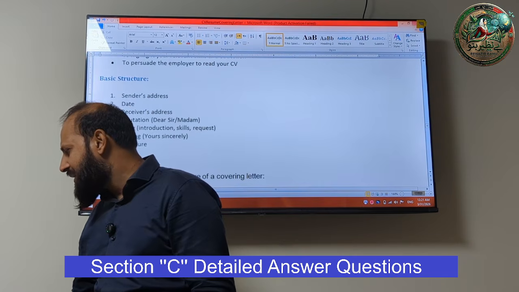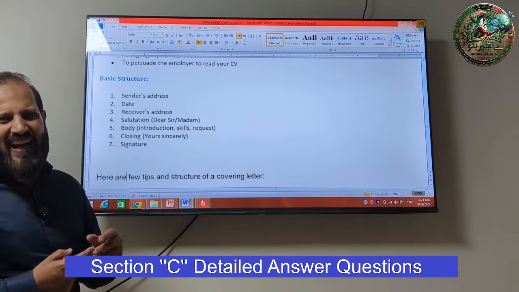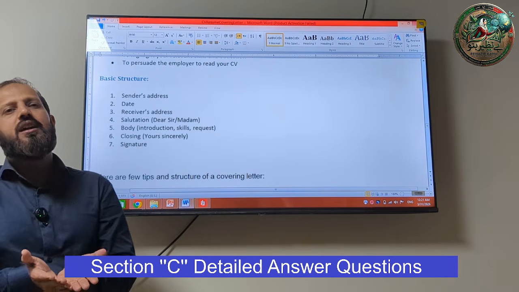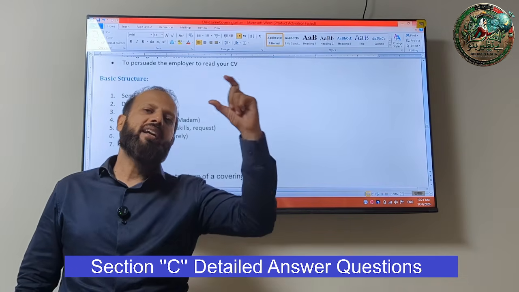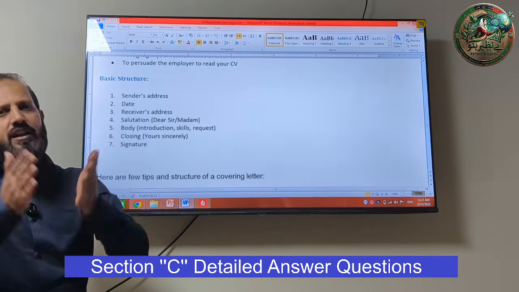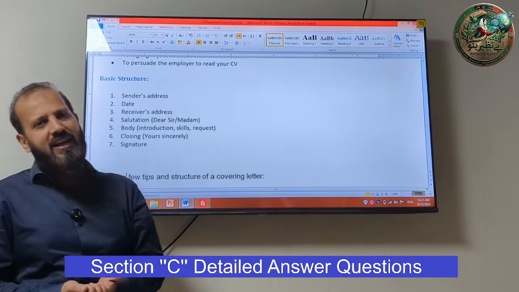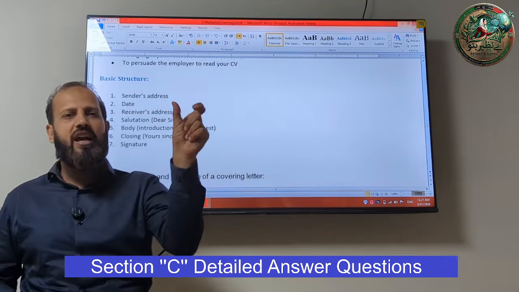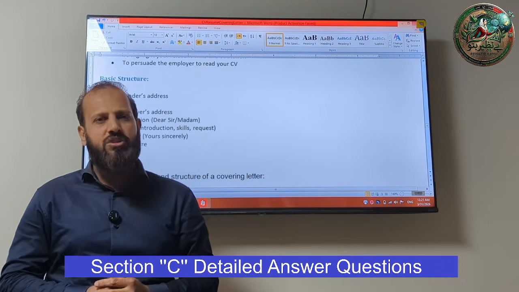Next, basic structure. This is basically the basic structure of your covering letter. First, the sender's address. Let's suppose I am going to send the covering letter. So first of all, on the top left side, I would write my address, like the applicant's address. Applicant or incumbent is the candidate who applies for a job. So the applicant's address will come first, at the top on the left. Then next comes the date. That is the most important part.